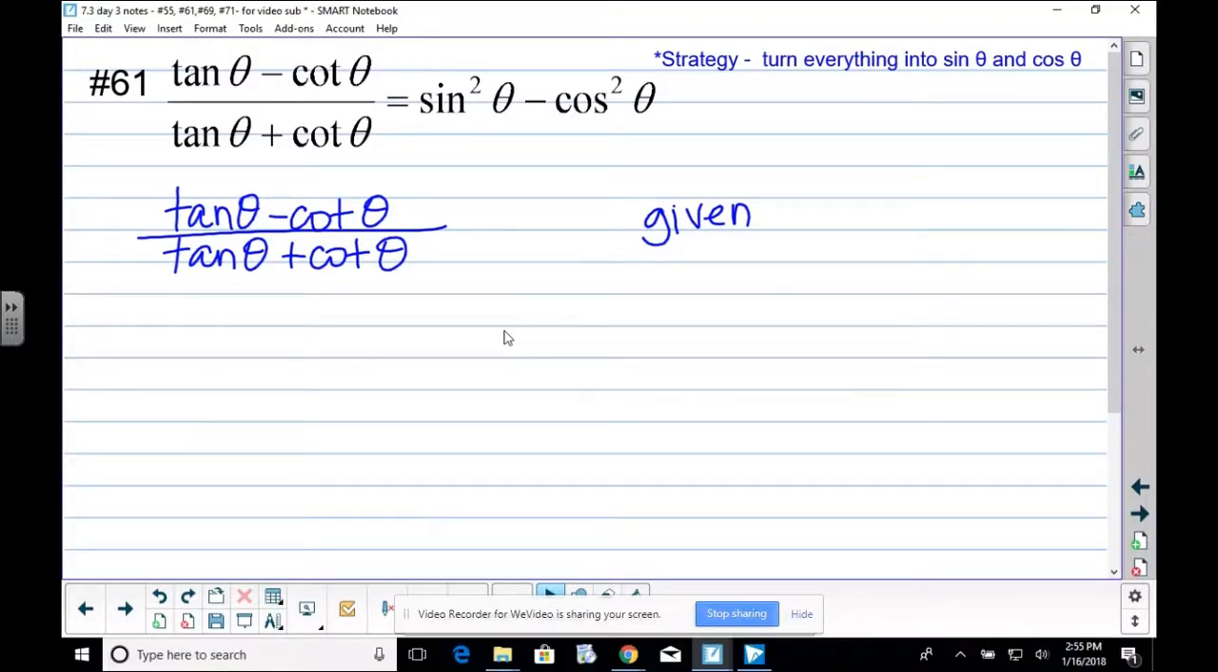Okay, now we're going to do number 61. And I've already written the given. The left-hand side is more complicated, so that's our given. The strategy on this one is the same as 55. We're going to turn everything into sines and cosines.